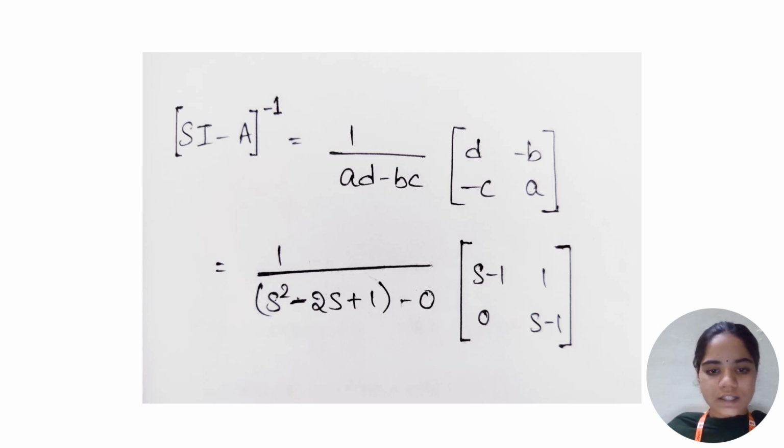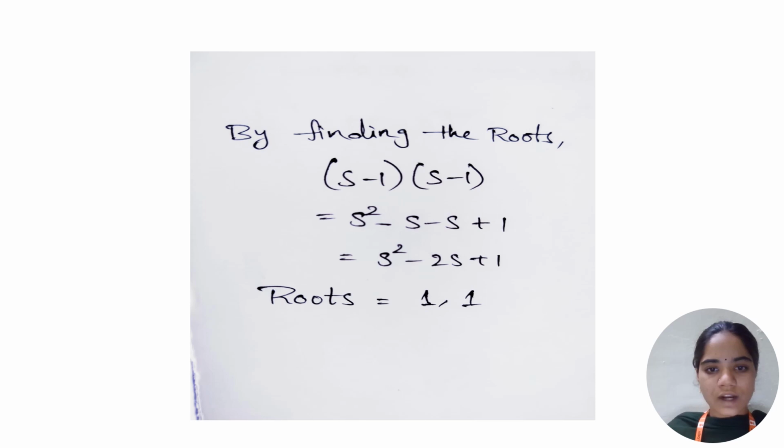For this S square minus 2S plus 1, we find the roots. The factors are S minus 1 into S minus 1. By multiplying these two factors, we get S square minus S minus S plus 1, which is S square minus 2S plus 1. We get the roots 1 comma 1.